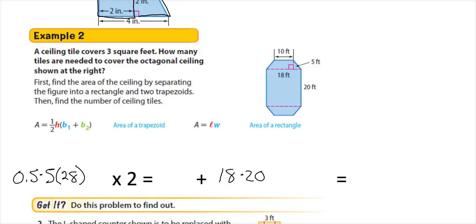Okay, so let's figure this out here. I kind of wrote this out weird. So we got 0.5 times 5 times 28, so that gave us 70. And then we're going to add those together. So we're going to do 70 plus, and then 18 times 20, which came out to 430. Okay, and that'll be feet squared.